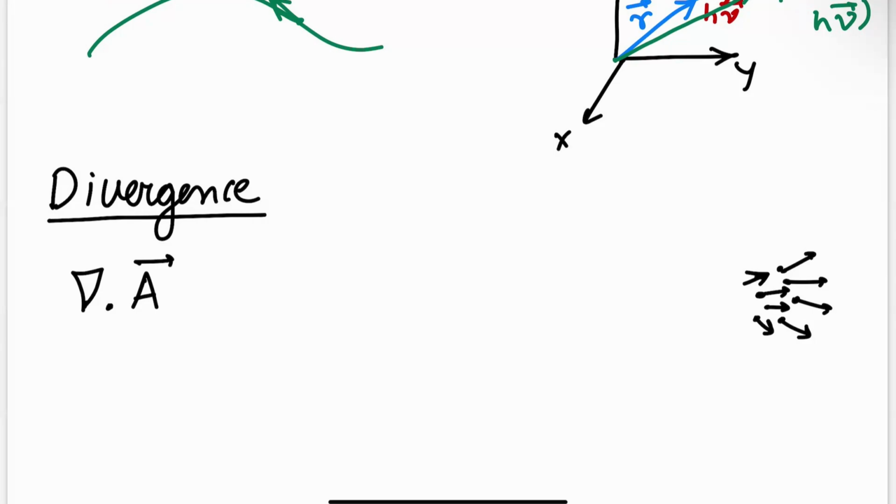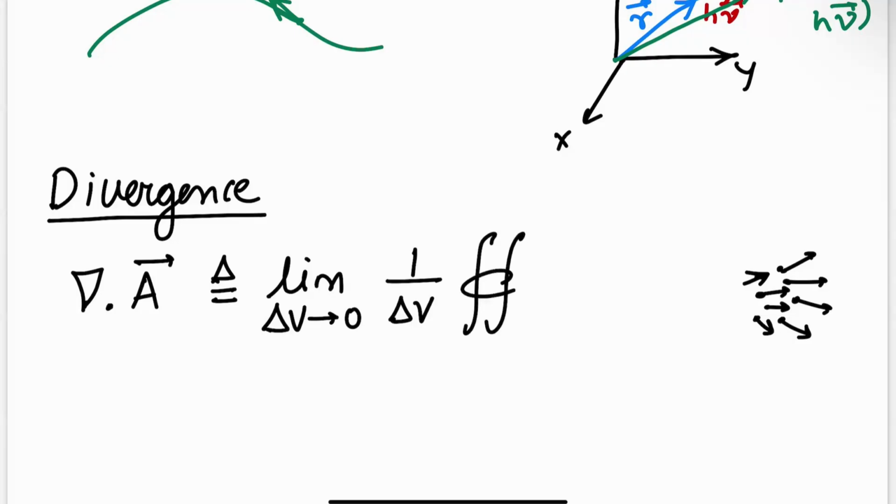And if you're given a vector field A, you can compute at every point in space its divergence, and that is defined as the limit when delta V goes to 0, 1 over delta V, surface integral A dot ds.